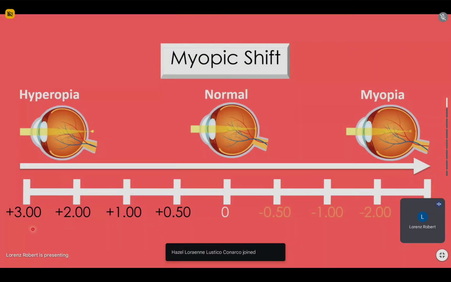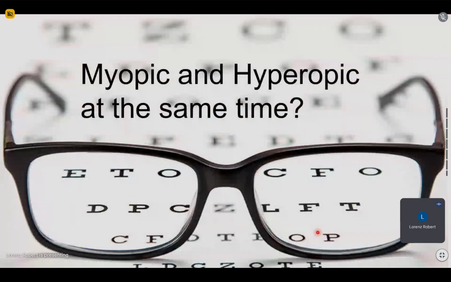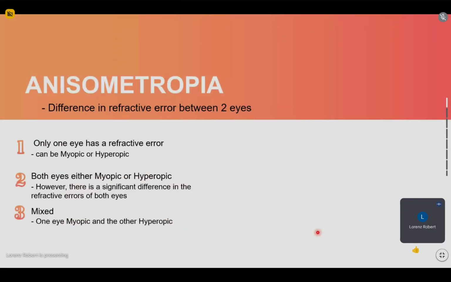So when you're young, smaller eyeballs, then there's a myopic shift. Sometimes it overshoots, and the patient now becomes myopic. Question: is it possible to be myopic and hyperopic at the same time? The answer is yes, because there's what we call anisometropia.